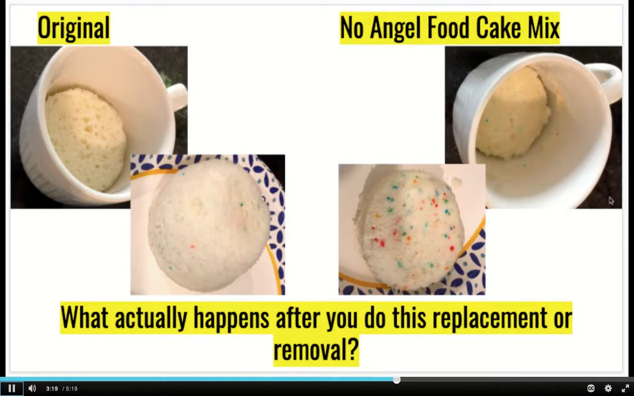So, what actually happens after you do the replacement or removal? With my recipe, what actually happened was that the 2 cakes didn't taste very different. In fact, they tasted similar. I also noticed the textures were very different. The correct recipe was nice, light, and fluffy, while the altered recipe had a tougher, more gooey texture as you were chewing it. I noticed that if I remove the angel food cake mix, then the taste doesn't change that much, but the texture does. I want you to answer this same question based off of your results and try using the if-then statement.